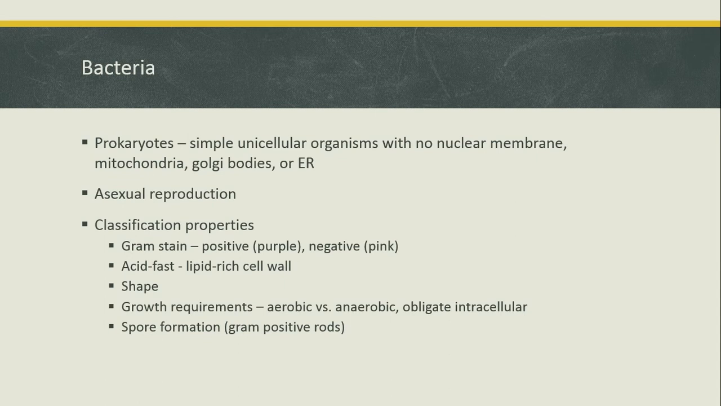The other stain that we use is an acid-fast stain. And these organisms normally have a very lipid-rich cell wall. Some of the secondary things that we look at are shape, growth requirement, whether it likes to grow aerobically or anaerobically, or if it's an obligate intracellular organism, meaning that it needs to be inside of a cell to survive. And then the other thing is spore formation, and usually those are your gram-positive rods that like to do that.